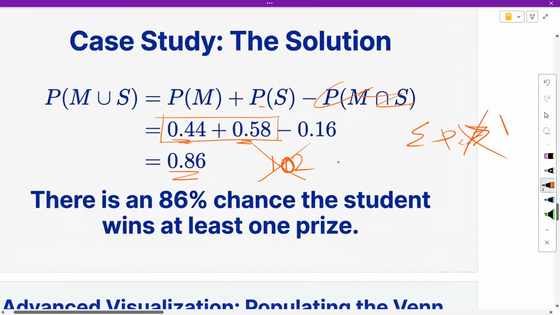The probability is never more than 1. It can reach 1, which means certainty, 100% sure. But here it is more than 1, so it is totally wrong. Logically, it's wrong. In that way you can also realize that we have to deduct this. There is an 86% chance the student wins at least one prize.